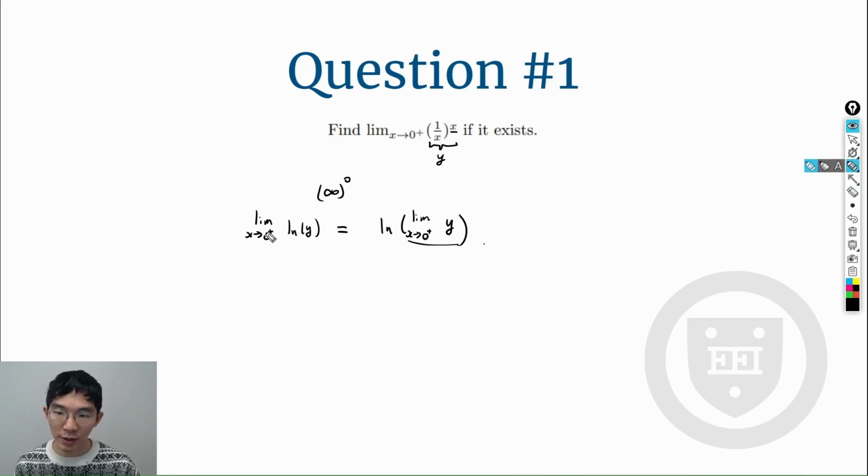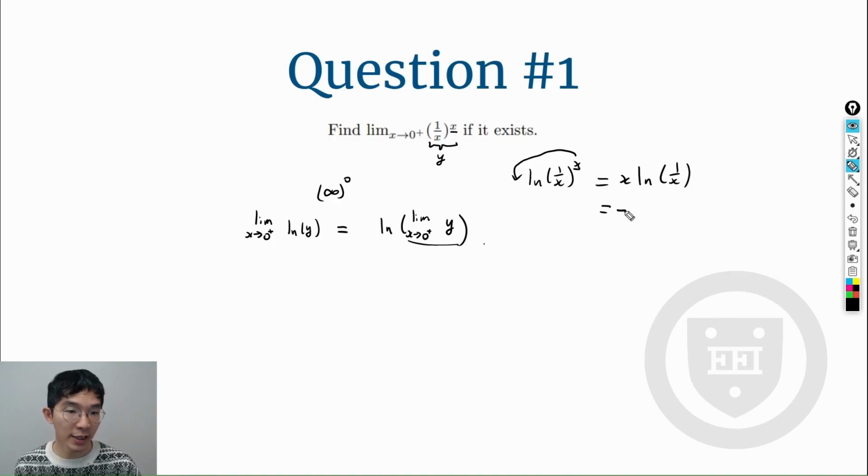So, the limit as x approaches 0 from the right of ln of y, where y is (1 over x) to the power of x. Now, ln of (1 over x) to the power of x: we can take our power x outside the ln expression, which gives us x times ln of 1 over x, and ln of 1 over x can be rewritten as negative ln of x, giving negative x ln of x. So this is going to be equal to the limit as x approaches 0 from the right of negative x times ln of x.